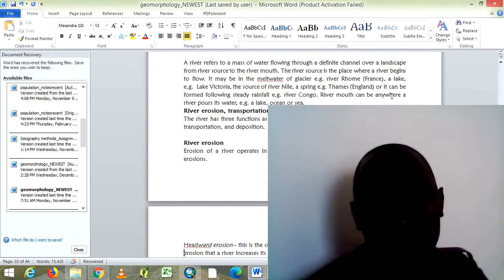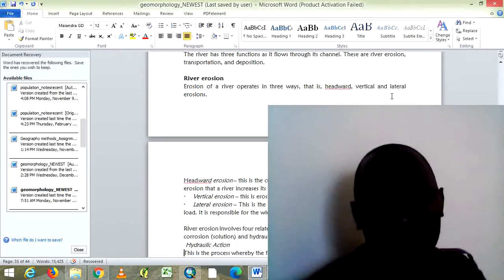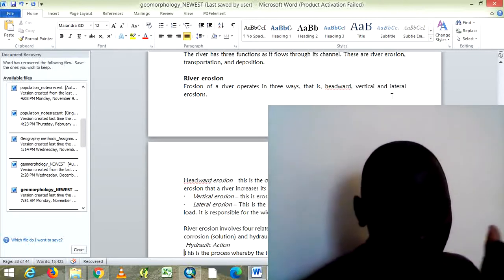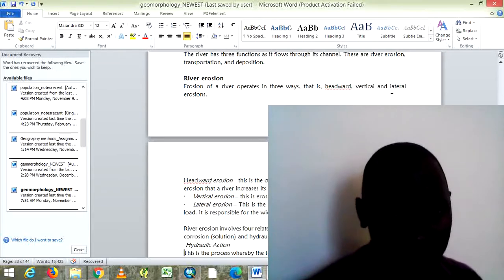Headward erosion is the cutting back of the river at its source. It is through this erosion that the river increases its length. For example, if a river is originating from a cliff, or a mountain slope, it keeps cutting it and further increasing its length.